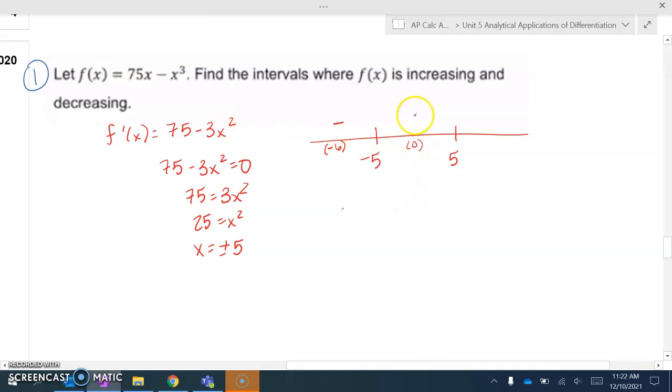All right, plug in 0 here. Hopefully you can see that's positive. If I plug in 6 here, hopefully you can see that that's also going to be negative. So we're decreasing from negative infinity to negative 5, and then we're also decreasing again from 5 to infinity because we have negative slopes. That means our original function is decreasing, and then we're increasing in between there, negative 5 to 5.